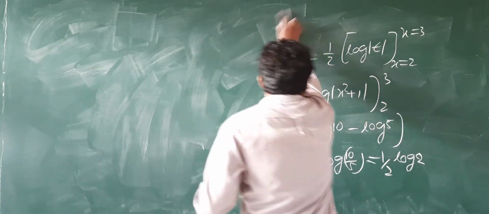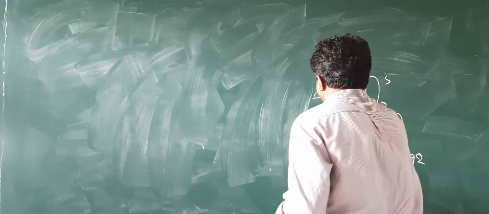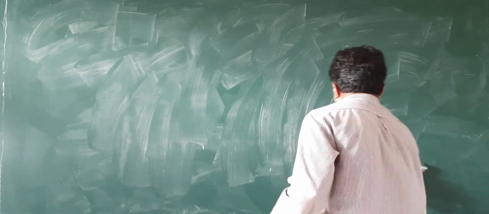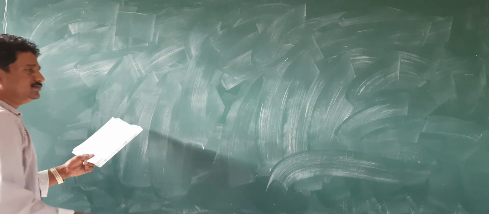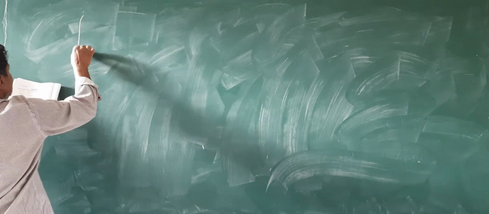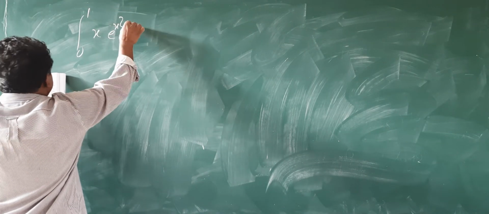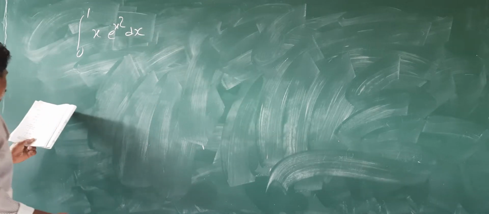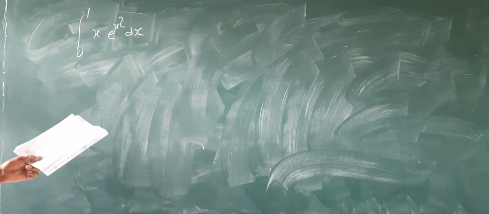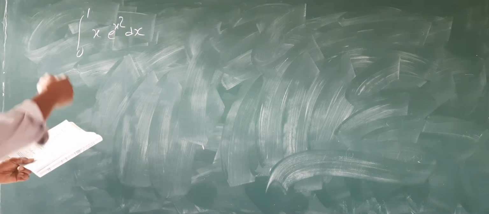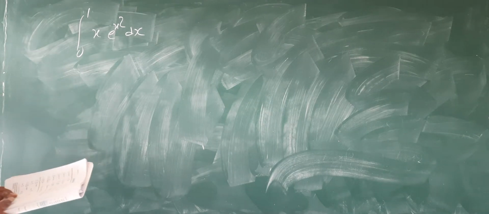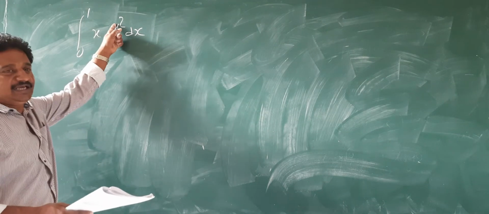Let us solve some more problems on this put method. Integral from 0 to 1 of x into e power x square dx. Again you use the put method for this. Tell me which one is to be chosen for put: x square.